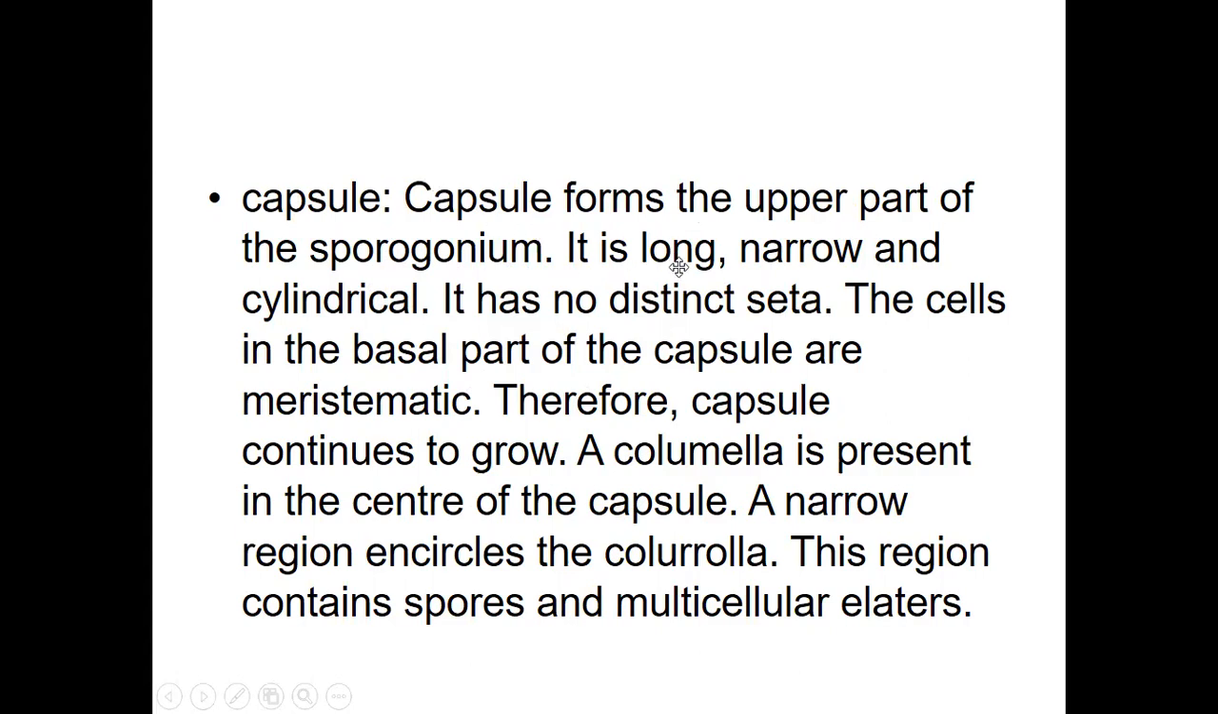Now, it is very long, narrow, and cylindrical in shape. The cells in the basal part of the capsule, at the end of the capsule, are meristematic in origin. That means they keep on dividing and dividing. That's why the height of the capsule becomes so long. Otherwise, if there is no meristematic activity, the capsule would be very small.